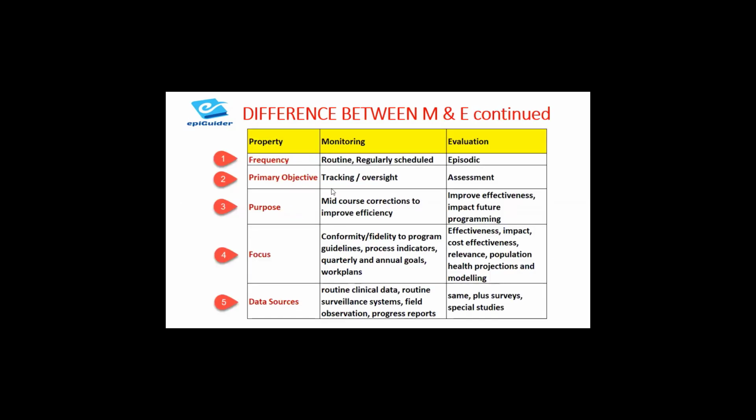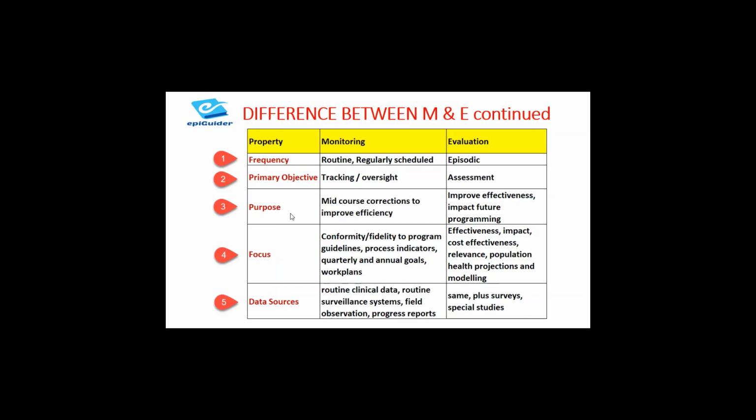This slide gives us just a summary of what we discussed in the previous slide. We see that there are 5 main differences between monitoring and evaluation. The first is frequency, which we talked about. For monitoring, it is routine, it is regularly scheduled. For evaluation, it is episodic. In terms of the primary objective, that for monitoring is for tracking in order to have an oversight of our projects. The primary objective for evaluation is to have an assessment of what is going on.